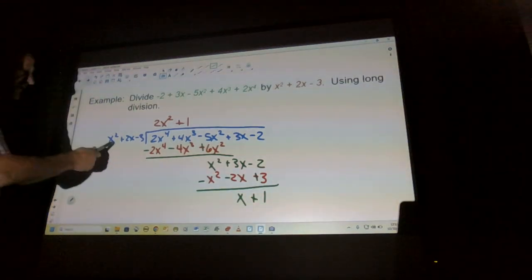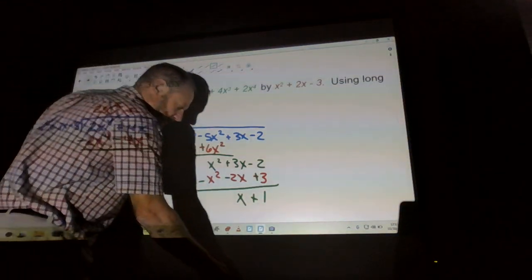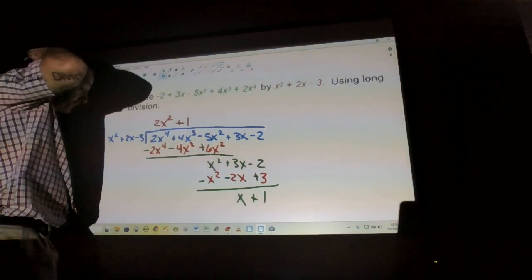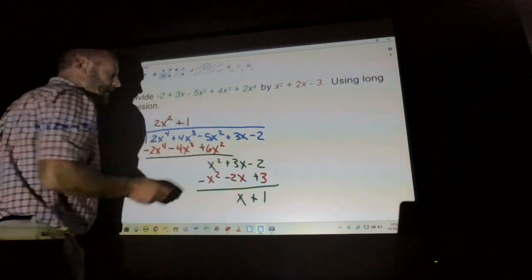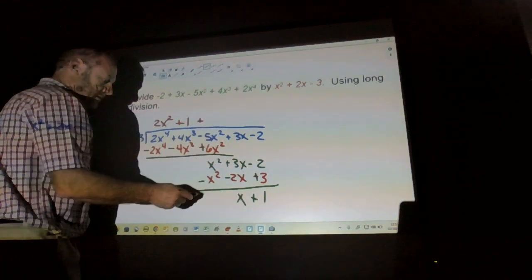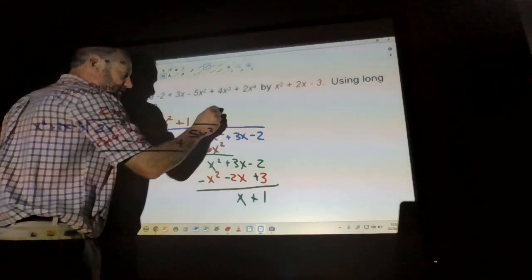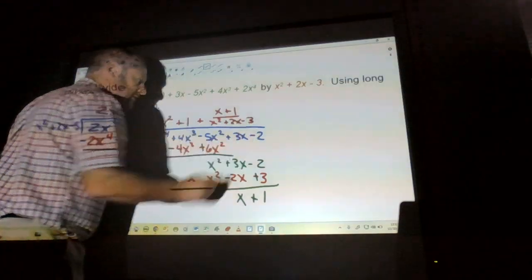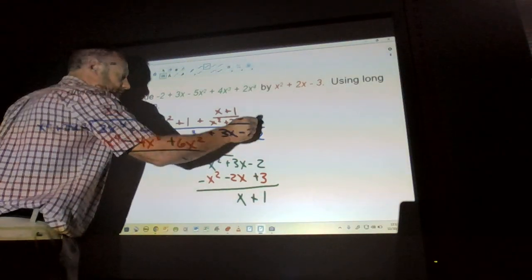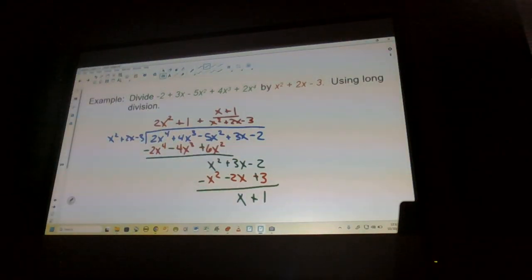Now, x squared doesn't go into x plus 1, so I have a remainder on this one. So I'm going to add x plus 1 over x squared plus 2x minus 3. And here's my answer right here. Hopefully that's what you got.